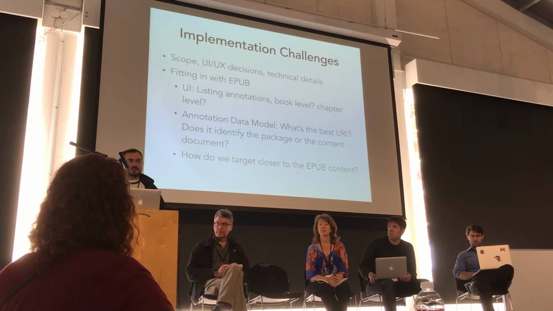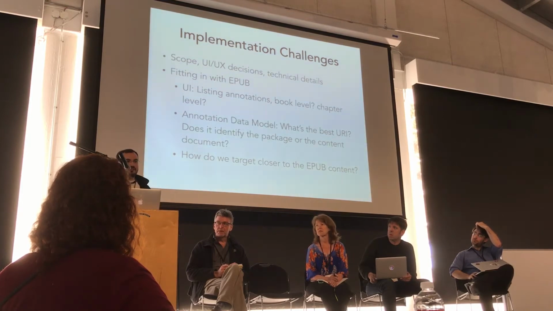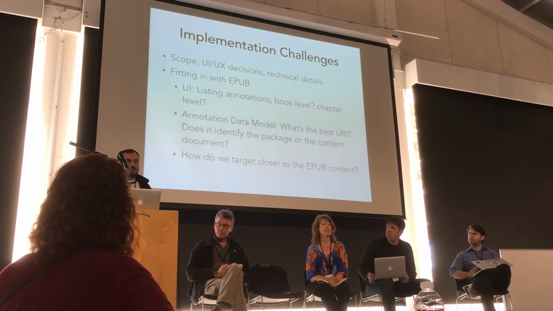We've been seeing issues where we need to make decisions on the UI and UX. Hypothesis and W3C standards don't really show us how that could be done with EPUBs, so we need to make EPUBs fit in. In a simple example, when we list something in the sidebar for Hypothesis, are we showing the user all of the annotations in this book? Or are we narrowing it down, grouping it at the chapter level? What kind of UI and UX changes need to happen there? How do EPUBs fit into the annotation data model? What's the best thing to use as the URI? Do I identify the package or the content document, and so on.